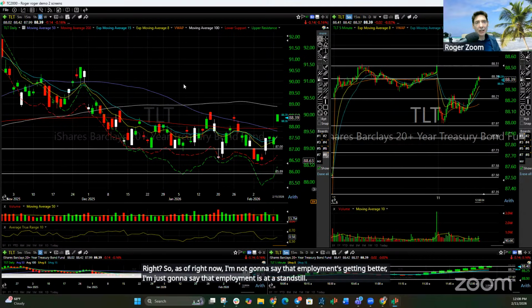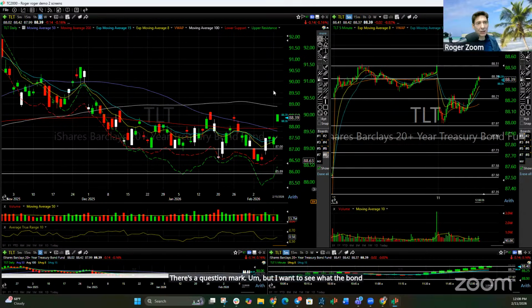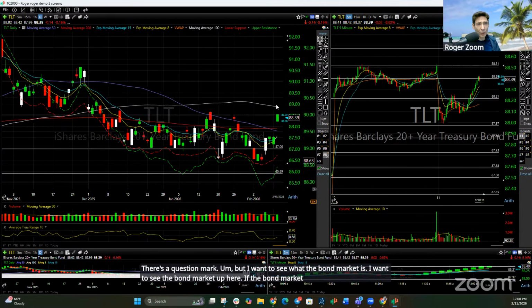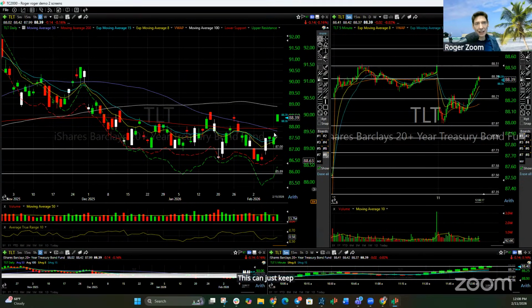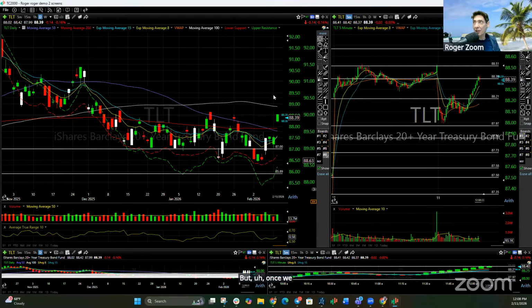There's a question mark. But I want to see what the bond market does. I want to see the bond market up here. If the bond market comes here above the 100 and builds a base here, this is not a base. This is just a gap. This can just keep going down and fill this gap by the end of today. This doesn't mean anything. I'm not even going to look at this till the end of the day. But once we get above here, we're going to start feeling a little more sprucey about interest rates. But we are seeing some relief.